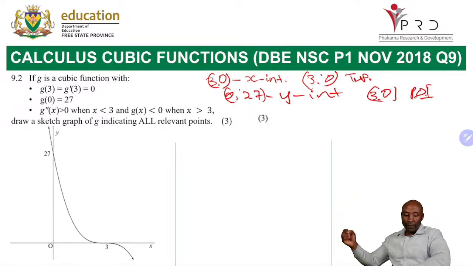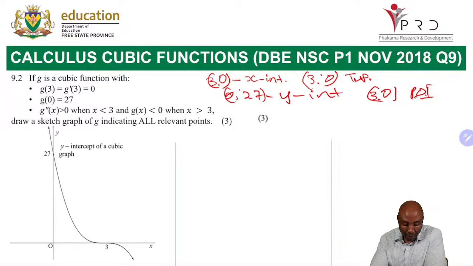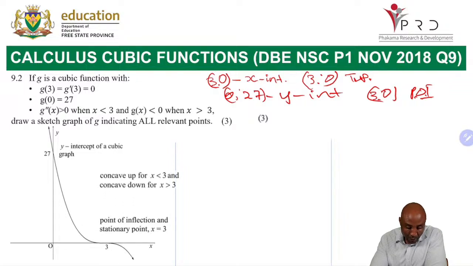So to sketch the graph, we are able to see that it should look like that, because we have a y-intercept at 0 and 27. We also have our point of inflection and a stationary point at x is equal to 3. And we also have concavity changes there. So that is why we are saying the graph would look like that. So we must know all these conditions.